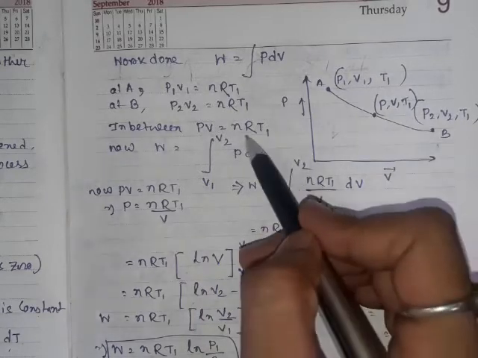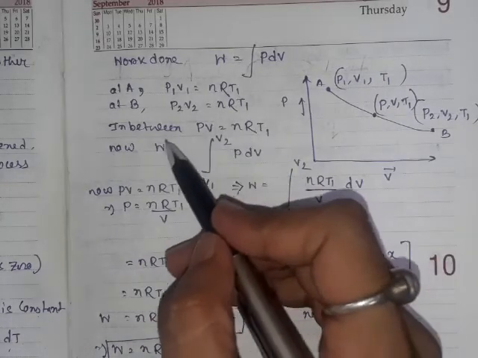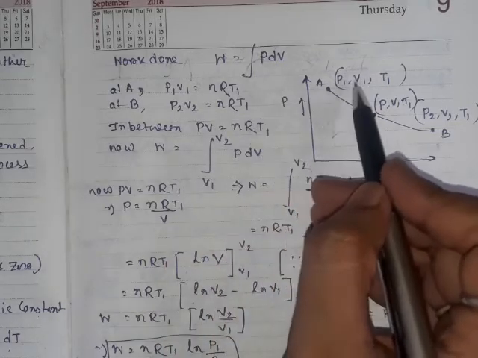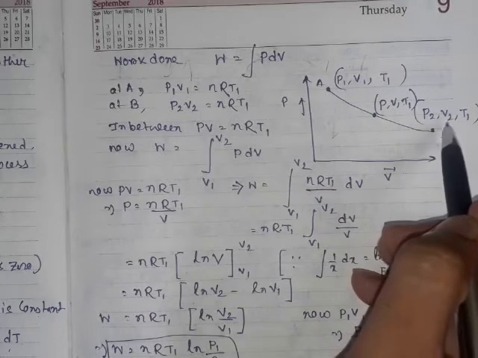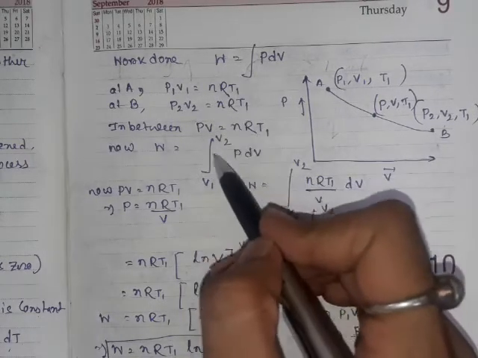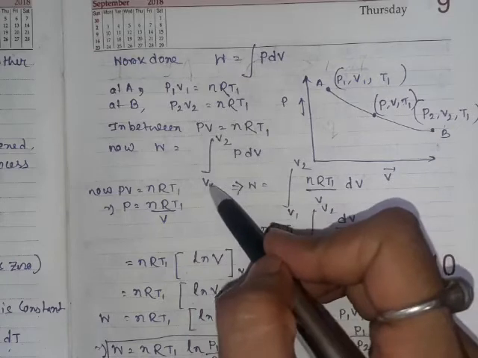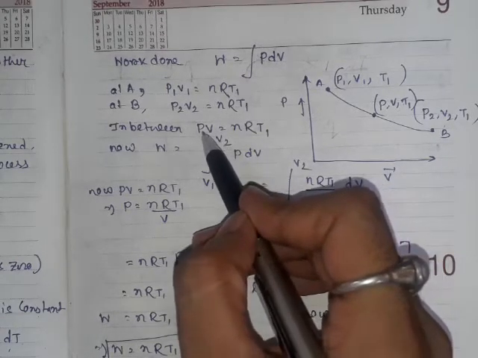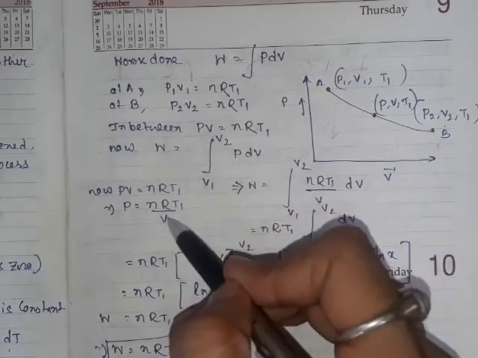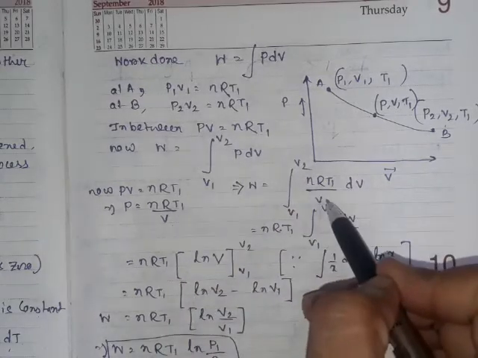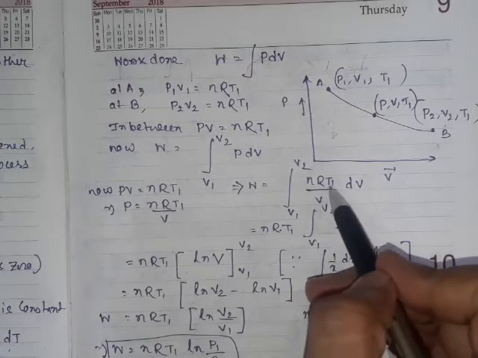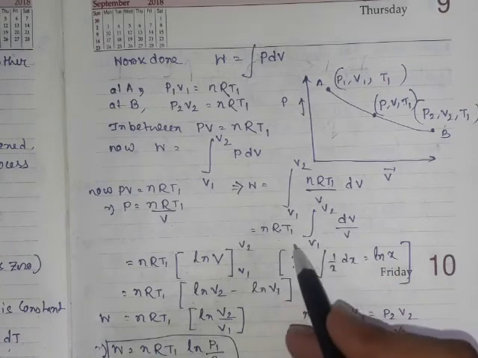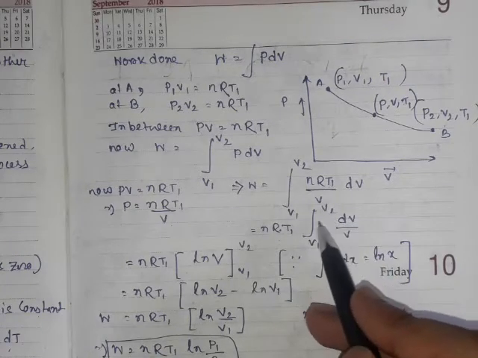And at the in-between state, PV equals nR T1. Now for work done, W equals the integration from V1 to V2, because we are starting from volume V1 and finally going to reach volume V2. So the integration will be performed over the volume, from V1 to V2 of PdV. Now find the value of P from this equation. P is nR T1 by V. Just put it here. nR and T1, these three terms are constant for us, so just keep them outside. That will be the integration from V1 to V2 of dV by V.